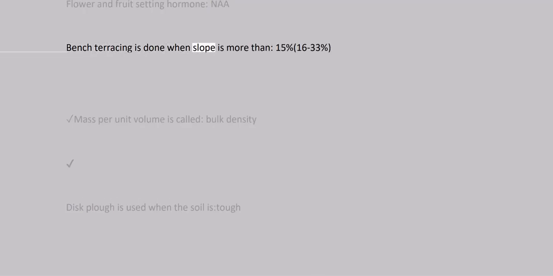Bench terracing is done when slope is more than 15%, 16 to 33%. Mass per unit volume is called bulk density. Disc plow is used when the soil is tough. First man-made cereal is triticale. Cheapest N containing fertilizer is urea. First product of urea hydrolysis, ammonium carbamate.